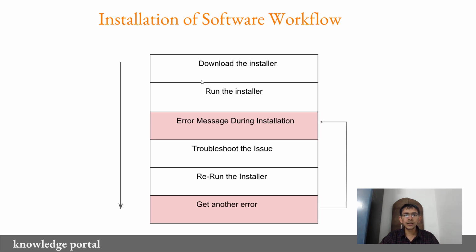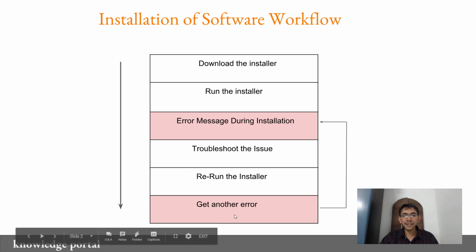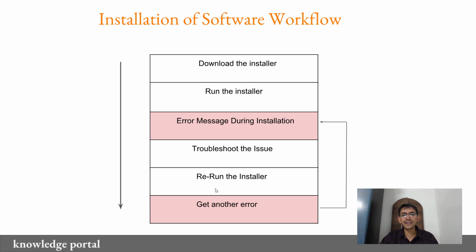Once you download the installer, you double click on the exe file so that the installer starts to run. During the installation, many of you might have already experienced that you get an error message saying that certain files are missing or certain dependencies are missing. So you start to troubleshoot the issue so that you understand the fix. Once you install a specific dependency, you rerun the installer and you might get another error which might not be the same as the previous one. Again, you go back to the same cycle of troubleshooting and rerunning the installer.